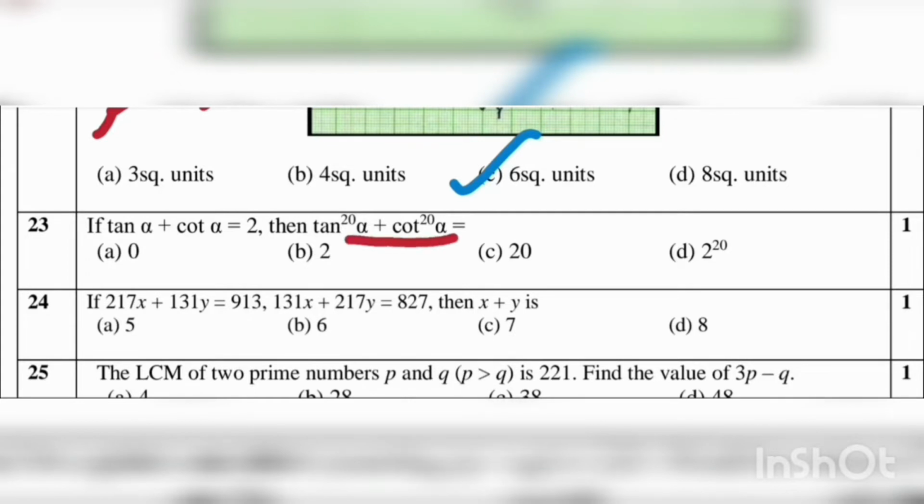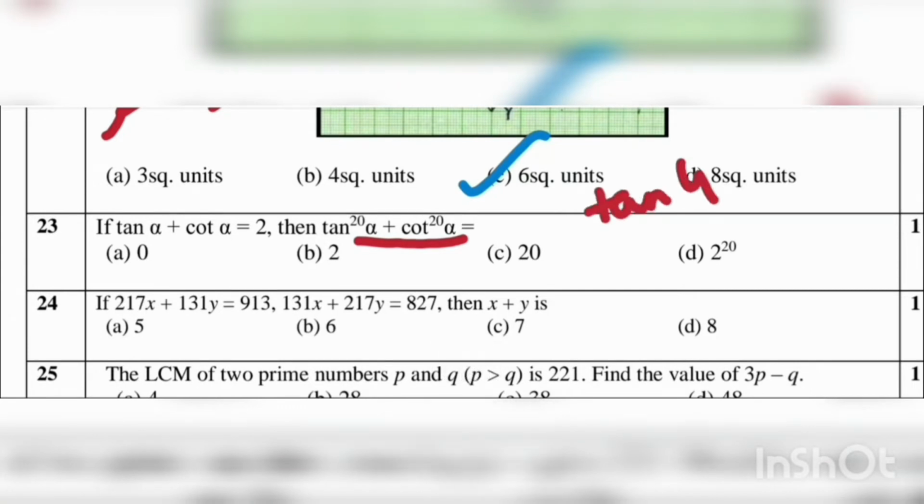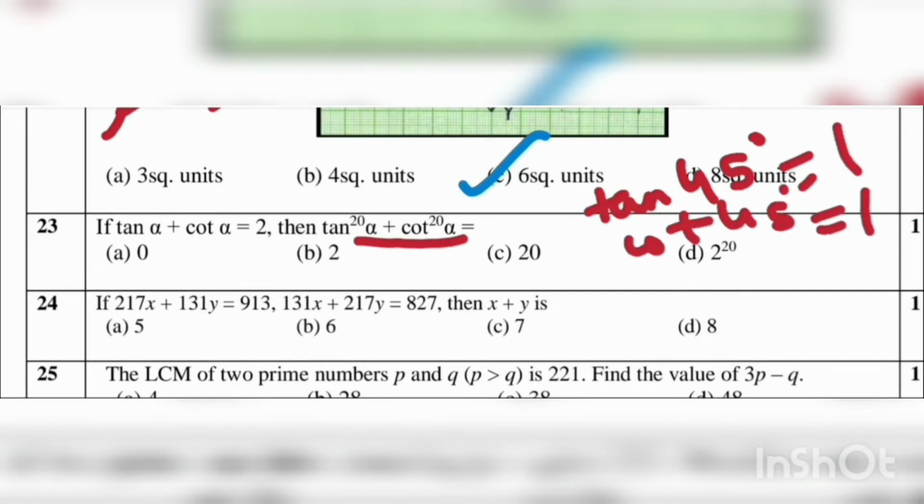So we know from the trigonometry table that tan alpha, alpha meaning some angle, and tan 45 degree is 1. Similarly, cot 45 degree is also 1. It means 1 plus 1 will be 2 only if alpha is 45 degree. This is the only angle for which this equation will be satisfied. So the angle is 45 degree. Let us put the value 45 here.